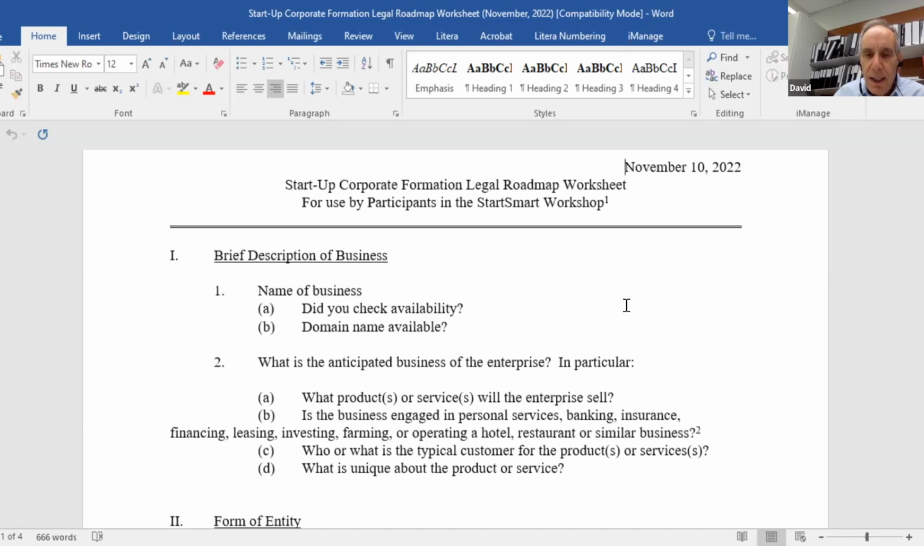And 2B, the reason we're asking these things is these are the exclusions for the 1202 that I just described. So if it's going to be personal service, banking, insurance, or the other things identified in question 2B there, then you may decide to be a C corp, but you're not going to get the benefit of the 1202.